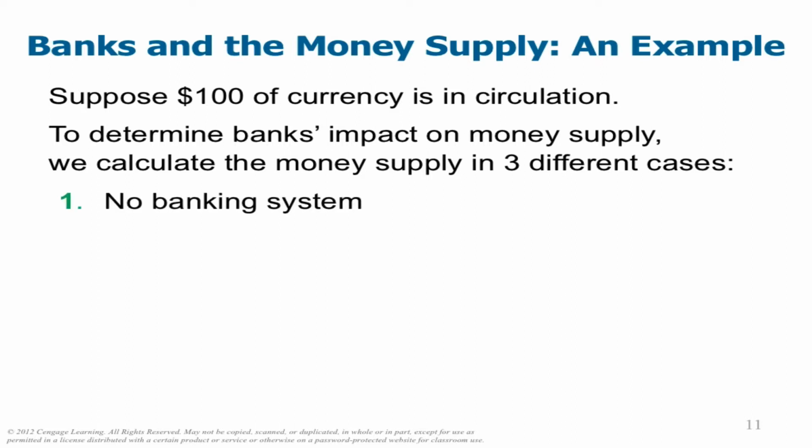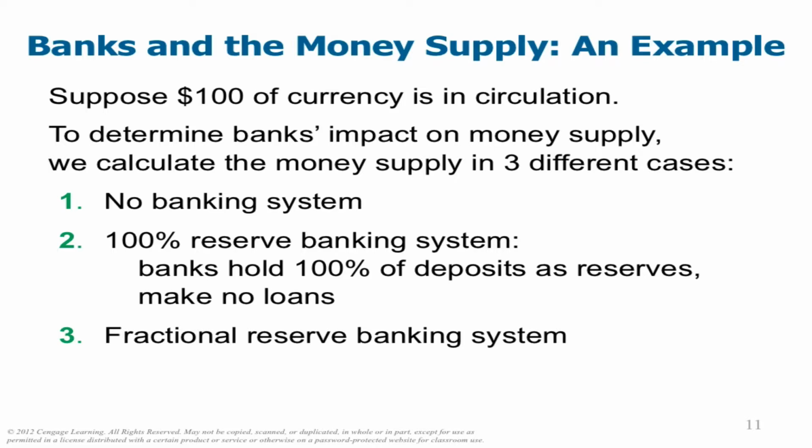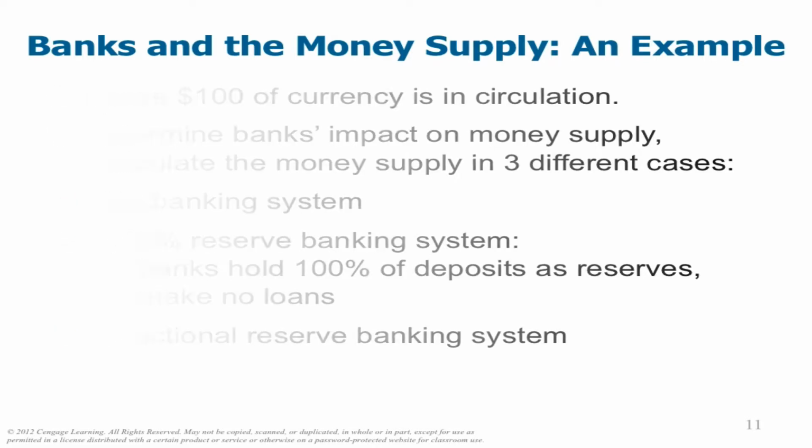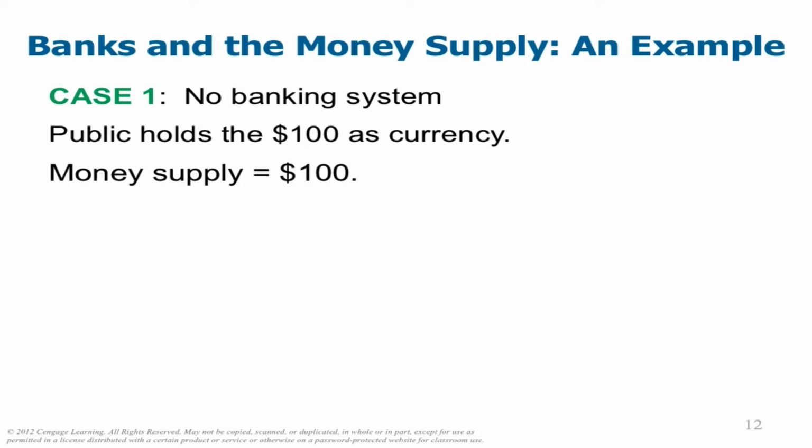We're going to look at this economy if there's no banking system, if there's a 100% reserve requirement, meaning anything that goes into the bank has to stay in the bank, meaning the bank is no different than a safe in your basement, or if they have a fractional reserve banking system. In the case where we have no banking system, the public holds the $100 as currency. Period. The money supply is what? $100. That's all there is. No more complex than that.